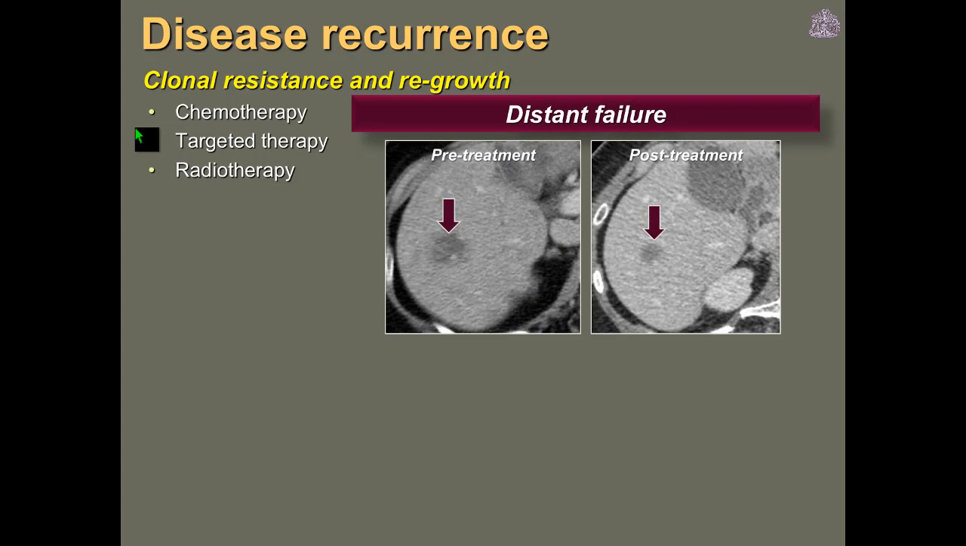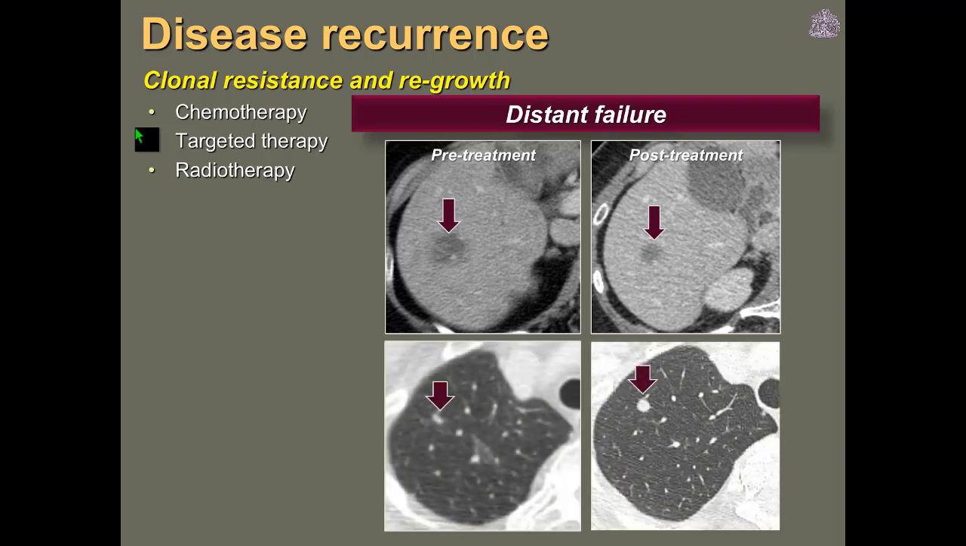And last but not least, we sometimes might be dealing with distant failure. So sometimes what you see on imaging is that the primary disease is getting better, but actually at the distant site, your treatment may not be working, resulting in further growth of the tumor at a different organ.